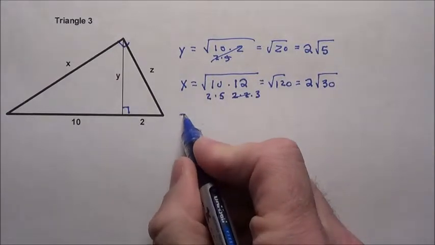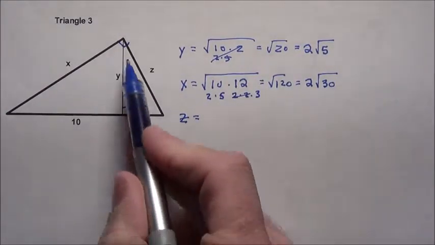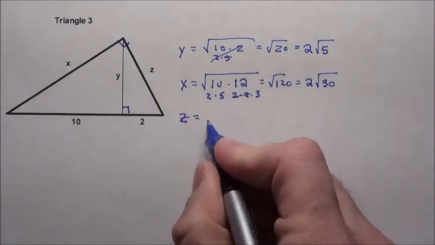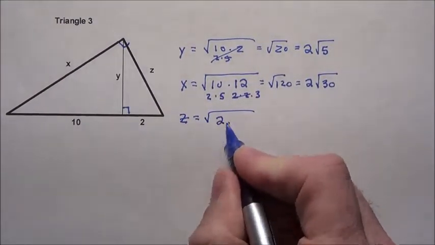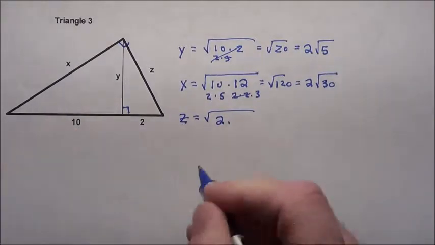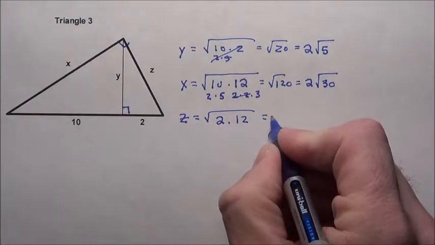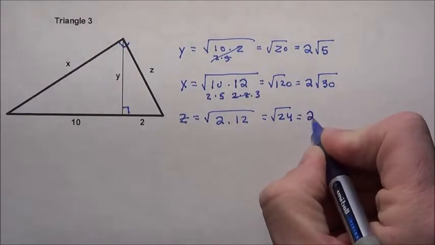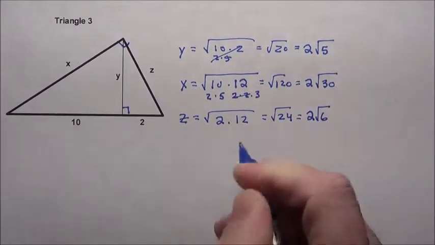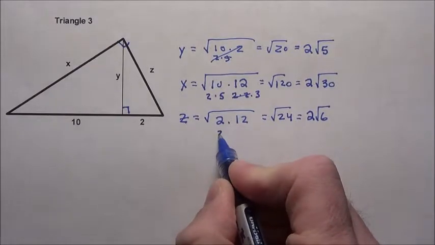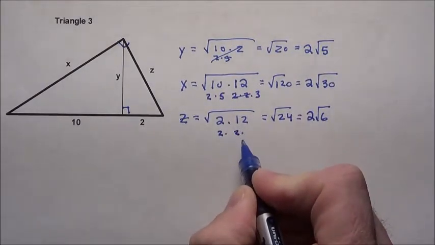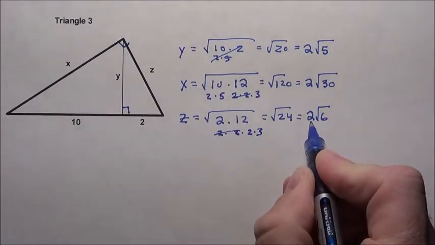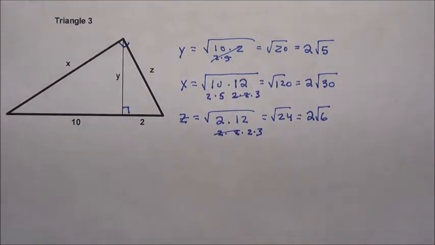Well, what about z? Z follows the same pattern as the x. What's the closest side on this side of z? It's the 2 measurement. So it's going to be the square root of 2 times the whole length, which is 12. So it's the square root of 24. That's simply going to be 2 root 6. I got that because 12 is simply 2 times 2 times 3. A pair of 2's comes out. That's how I got the 2 out here. And left behind was 2 times 3, which was 6.